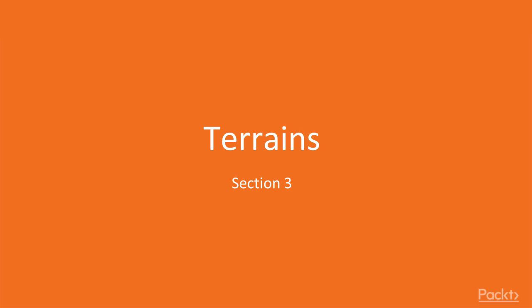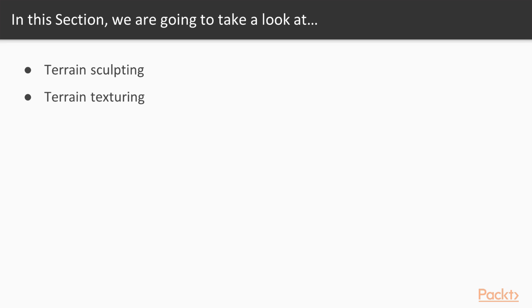In this section, we're going to be working with terrains and creating exterior environments for our level. Specifically, we're going to look at terrain sculpting. That is, how the different tools we can use in Unity will allow us to bring together a complete exterior environment. So we're going to be able to carve out mountains, canyons, hills, valleys, lots of different kinds of things like that.